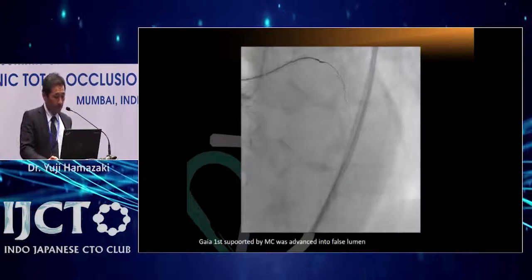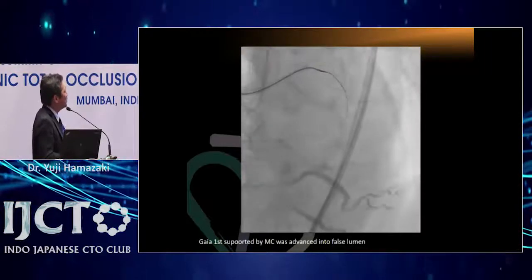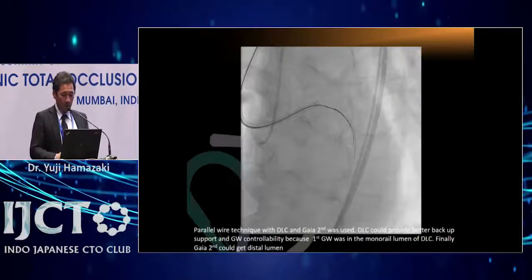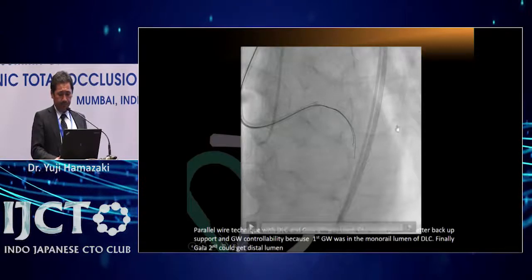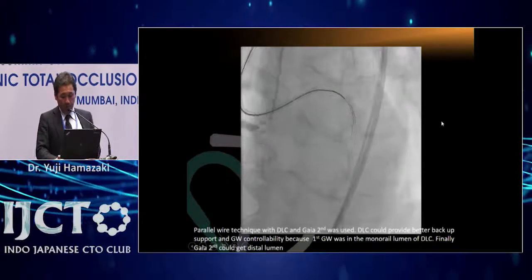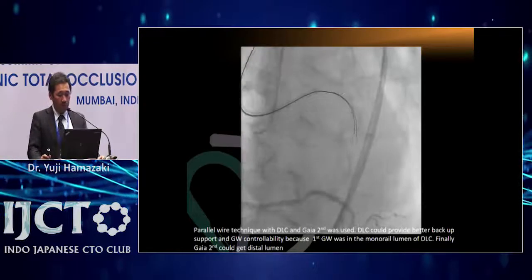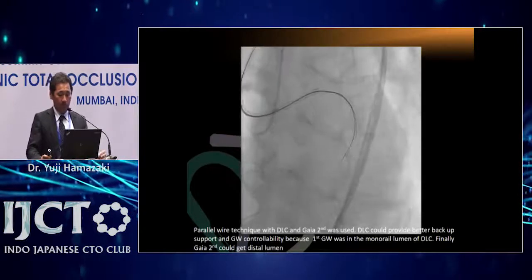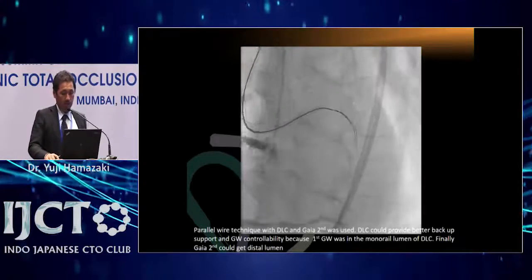The Gaia First supported microcatheter was advancing into the false lumen. As you can see, the wire is here. The true lumen is on the right-left side. So in such a situation, a parallel wire technique with a double lumen catheter was used. The double lumen catheter could provide better backup support and guide wire controllability because the first guide wire was in the monorail lumen of the double lumen catheter. Finally, the Gaia Second could be advanced and get into the distal true lumen.